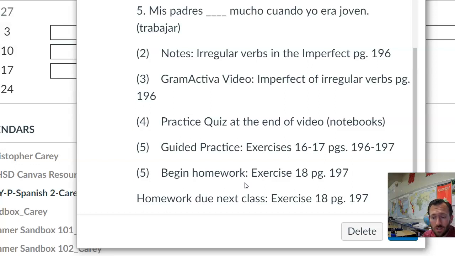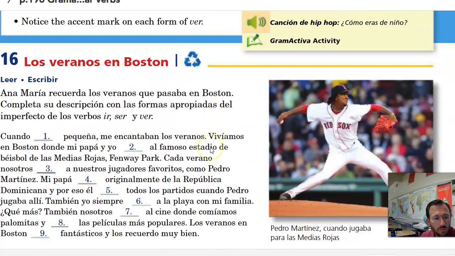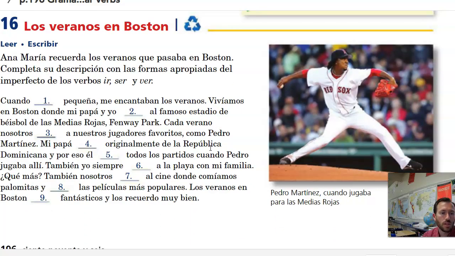For those of you guys watching this video for instructions on the homework, you can skip toward the very end of this video. For exercise 16, Ana María recuerda los veranos que pasaba en Boston. Completa su descripción con las formas apropiadas del imperfecto de los verbos ir, ser, and ver. So one of the more challenging exercises that we will have done.